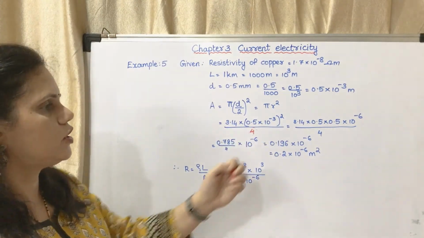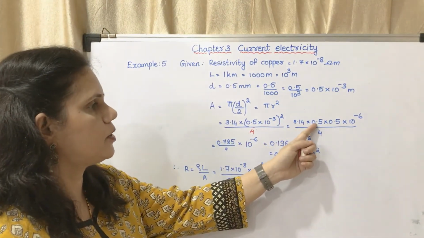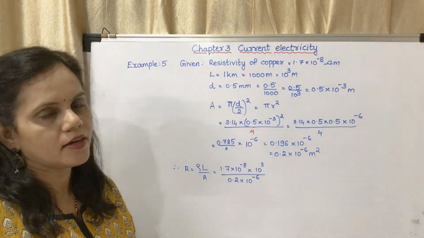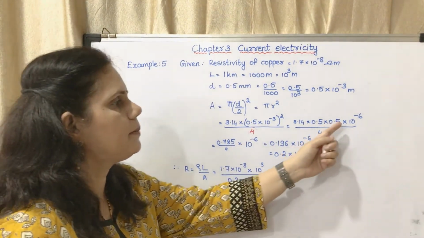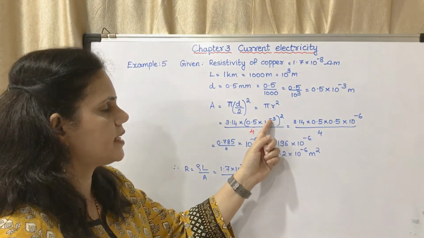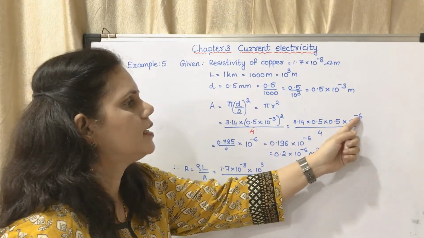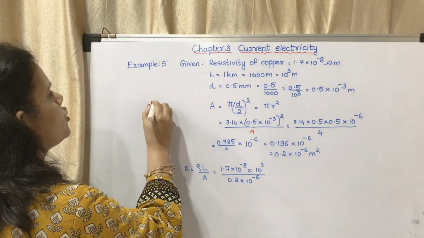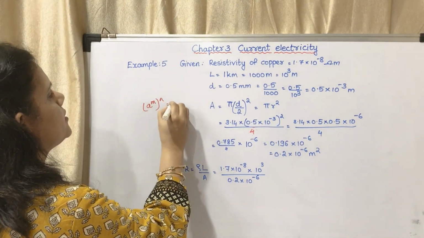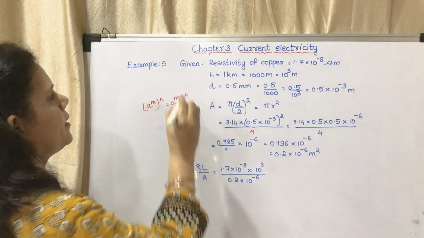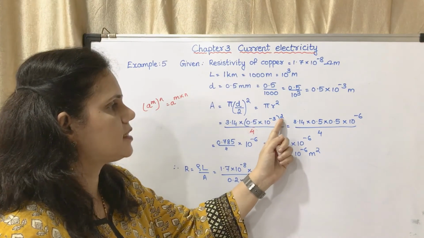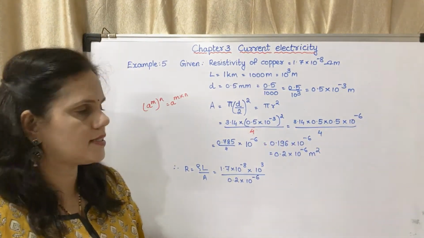This 2 the whole square, that will give you 4. Okay, so the equation becomes 3.14 into 0.5 into 0.5. I wrote it 2 times. Even if you square it, the calculation will be the same, into 10 raised to minus 6. 10 raised to minus 3 whole square is 10 raised to minus 6. A raised to m whole raised to n is a raised to m into n. Okay, you know according to law of indices. So 10 raised to minus 3 whole square is 10 raised to minus 6.